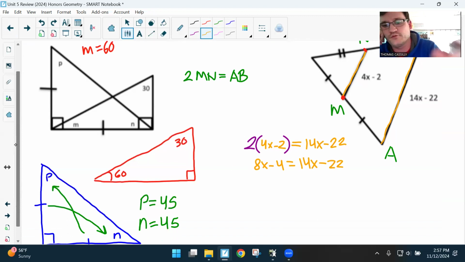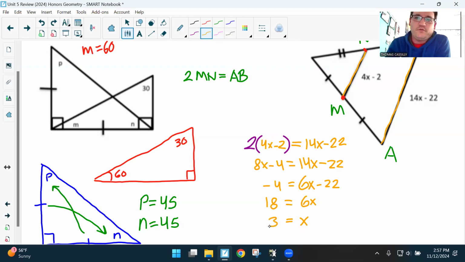I would probably subtract the 8x. 14 minus 8 gives me 6x. All right, if I work this all out, negative 4, still got the minus 22 there. Maybe add the 22 to both sides. 6x is going to equal positive 18. Therefore, x equals 18 divided by 6, which gives us 3.